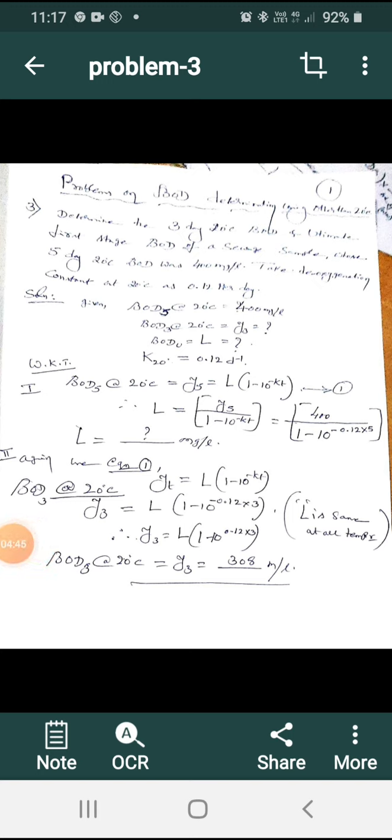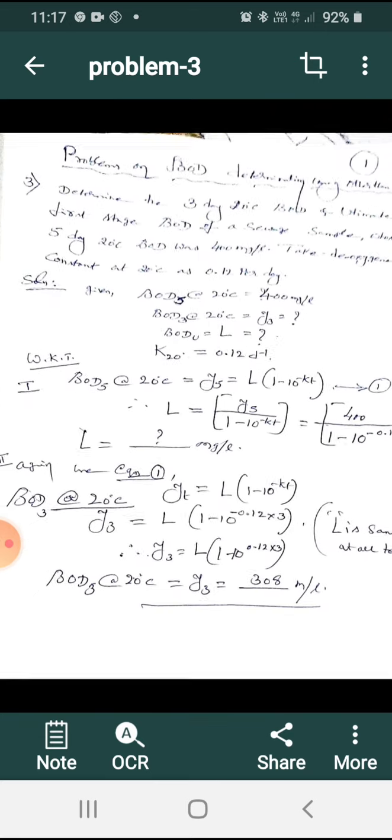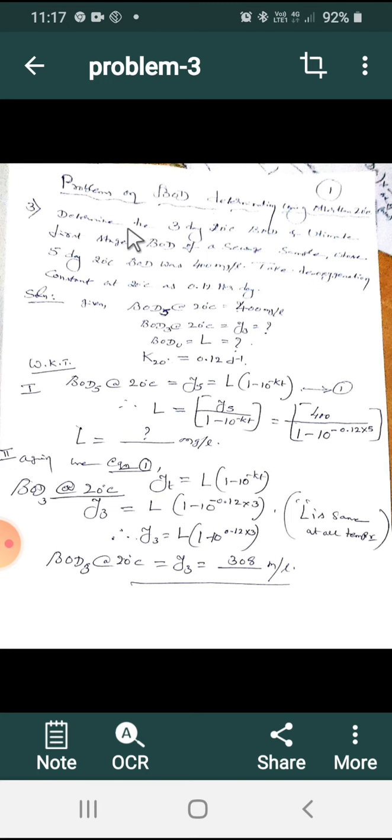Let us solve some more problems using the nature of BOD reactions, and the second and third types of equations. Here we have to determine the 3-day BOD and the ultimate BOD. The given parameters are: 5-day BOD at 20 degrees centigrade is equal to 400 milligrams per liter, and BOD 3 at 20 degrees centigrade is equal to how much?